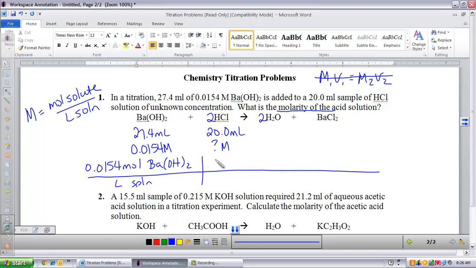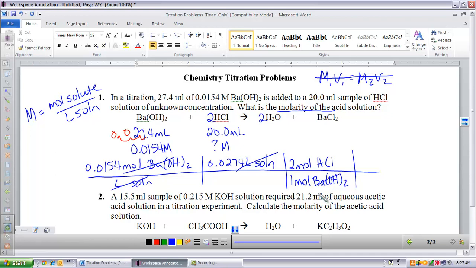Okay. And it tells you that you have 27.4 milliliters. To convert milliliters to liters, you can simply take your decimal point and move it 3 places because you're dividing it by 1,000. So this would be this many liters of barium hydroxide solution. Okay, so then these units cancel. Now I've got moles of barium hydroxide. Well, do I have a relationship between barium hydroxide and hydrochloric acid? Absolutely. For every 1 mole of barium hydroxide, I'm going to need 2 moles of hydrochloric acid. So we're going to put that information down here so that we can get from one to the other.